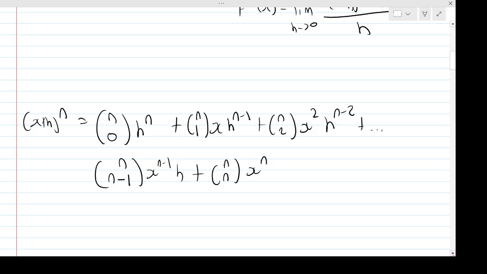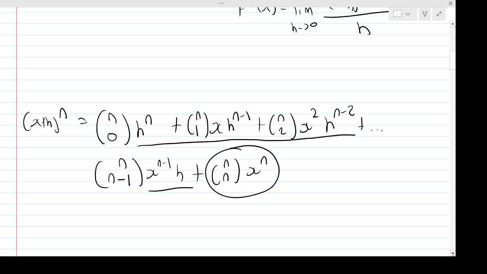Well, actually, what I want to do is factorise an h. Okay, you'll see why I'm going to factorise an h in a moment. But notice every single term here, excluding the final term, x to the n, excluding this term, every other term has an h in it, okay? Hopefully you can see that. So we can factor an h out of everything else.